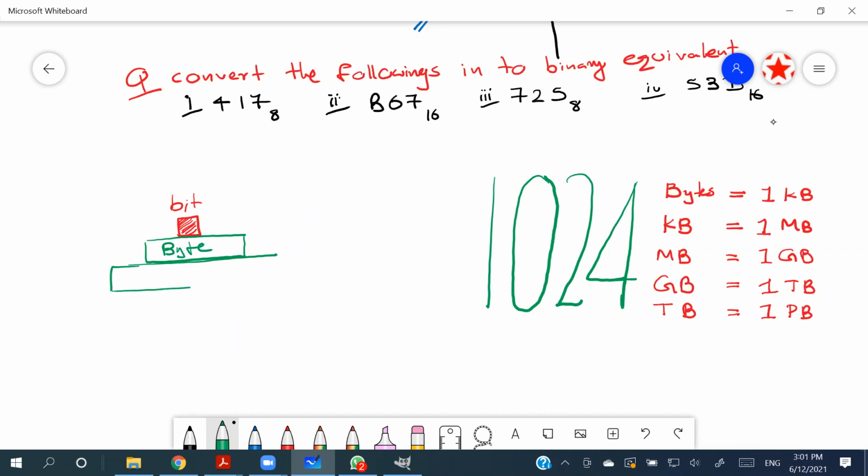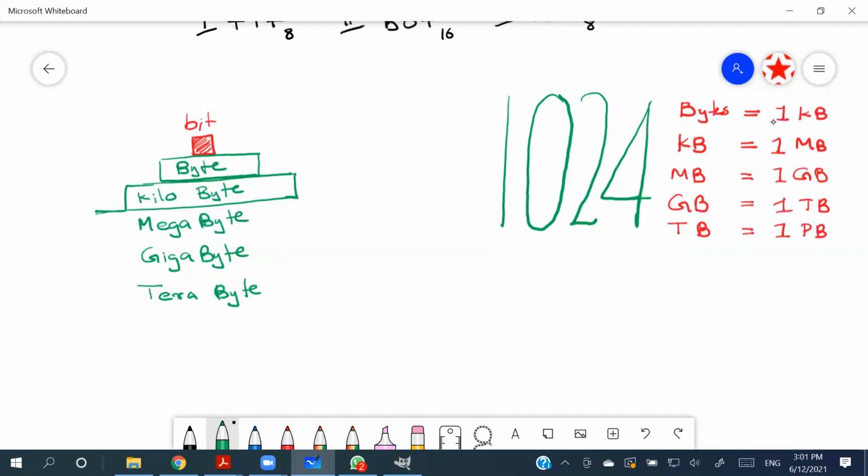So it's better you write the entire word inside this. Kilobyte, megabyte, gigabyte, terabyte, and petabyte.